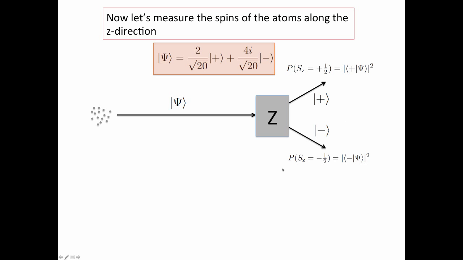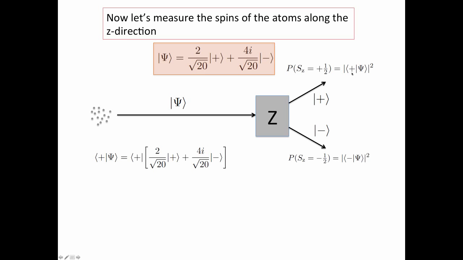And if you converted these probabilities into percentages, then that would tell you the percentage of atoms that would be coming out in the plus beam versus the minus beam here. So in order to interpret what this state means, all we have to do is calculate these 2 probabilities. So let's go ahead and do that. So let's start off with the probability of measuring spin up along the z direction.